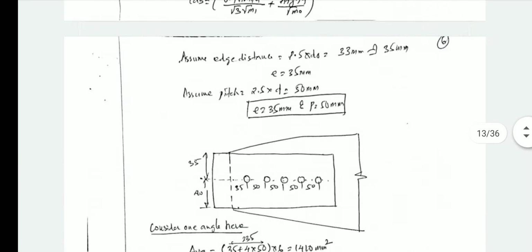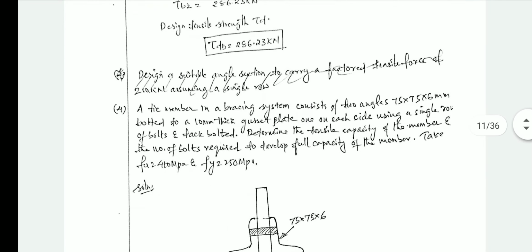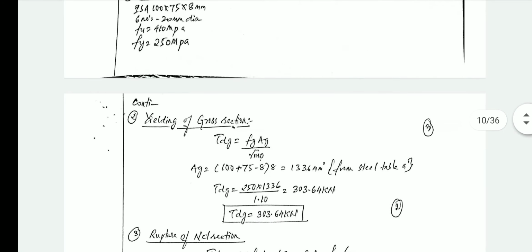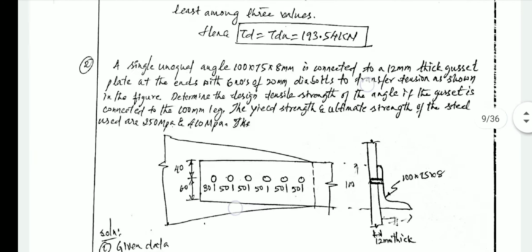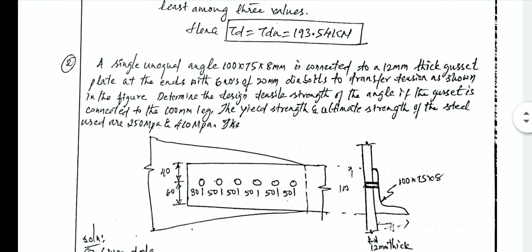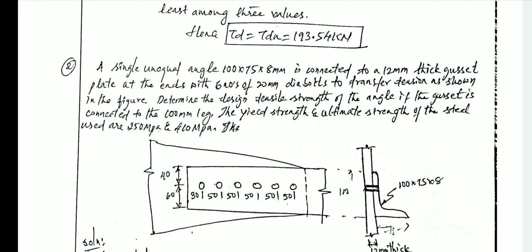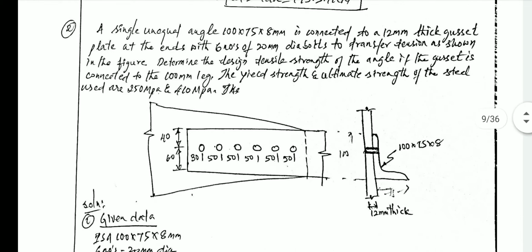So for the single angle problem, we will start with the first problem, where a single angle is connected with gusset plates. So this is the problem. I will read the problem and we will continue with the solution. A single unequal angle, 100 x 75 x 8 mm, is connected to a 12 mm thick gusset plate at the ends with 6 numbers of 20 mm diameter bolts to transfer tension as shown in the figure. Determine the tensile strength of the angle if the gusset is connected to the 100 mm leg.